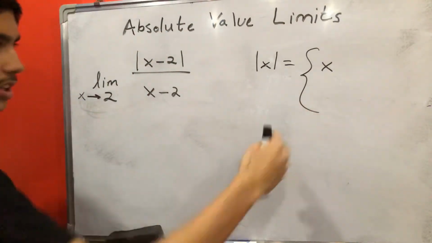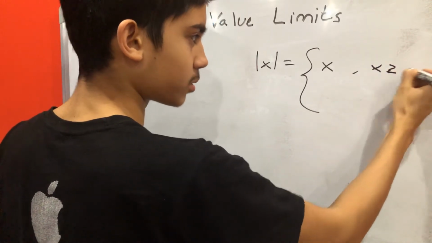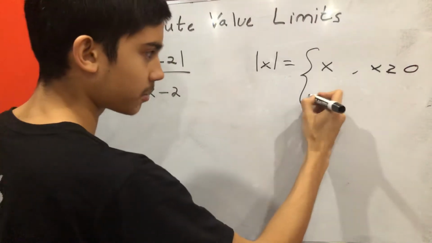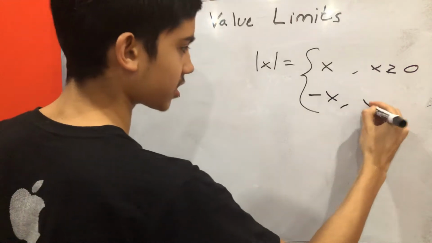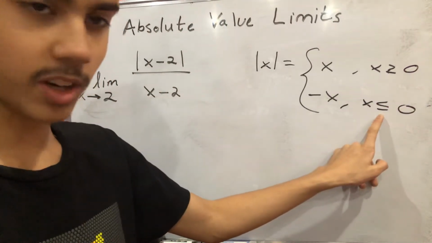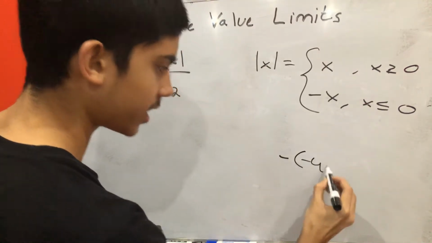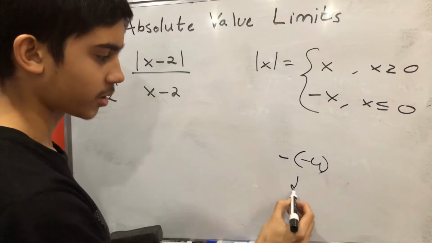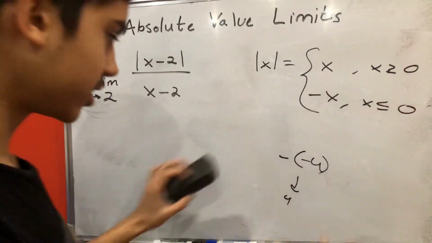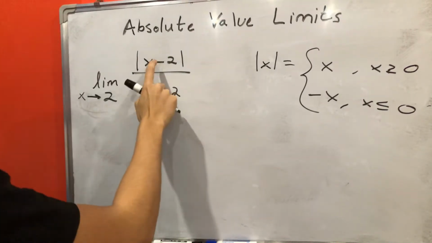So what we're going to say here is that it's just going to state x if it's bigger than or equal to 0. And it's going to become negative x if it's less than or equal to 0. So if it's negative something, let's say it's -4, then we're going to multiply -4 by -1, that makes a 4. So this is the definition of absolute value. And we're going to see why I wrote it down, because now we have to evaluate this guy.